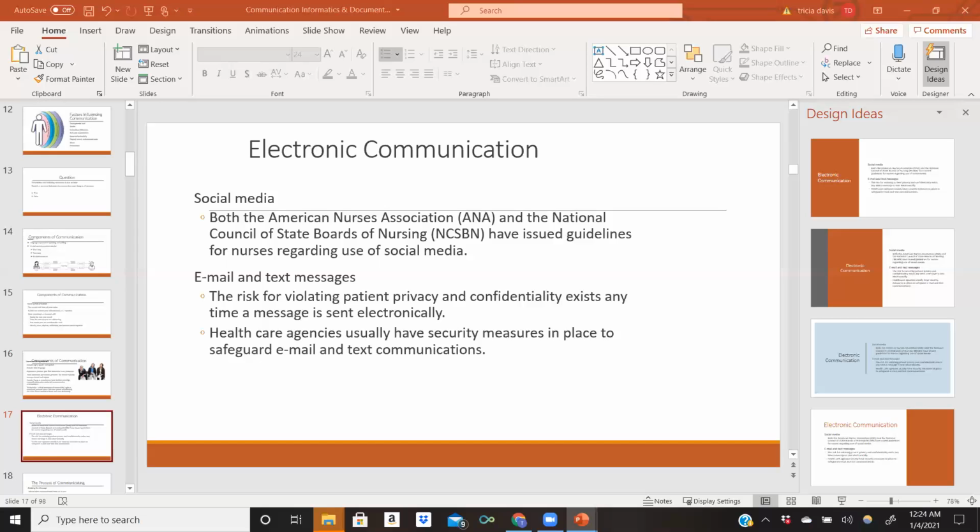With emails and text messages, the risk for violating patient privacy and confidentiality exists anytime a message is sent electronically. Healthcare agencies usually have secure measures in place to safeguard email and text communications. Just recently at the facility that I work for, which is GBMC, our system was compromised. I'm sure you guys heard about it on the news. They had an attack, and all of our systems were compromised. We haven't had computer systems for a month now.